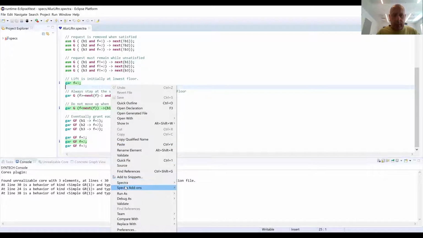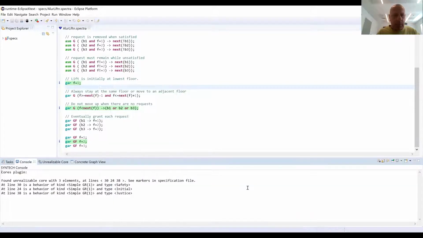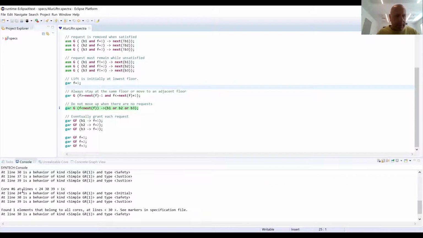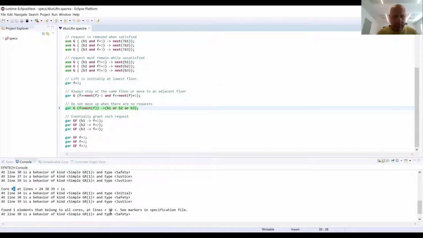However, there can be many cores within one specification. And if we compute all the cores, you can see that we have 6 cores and that there is one element that belongs to all the cores in line 30.